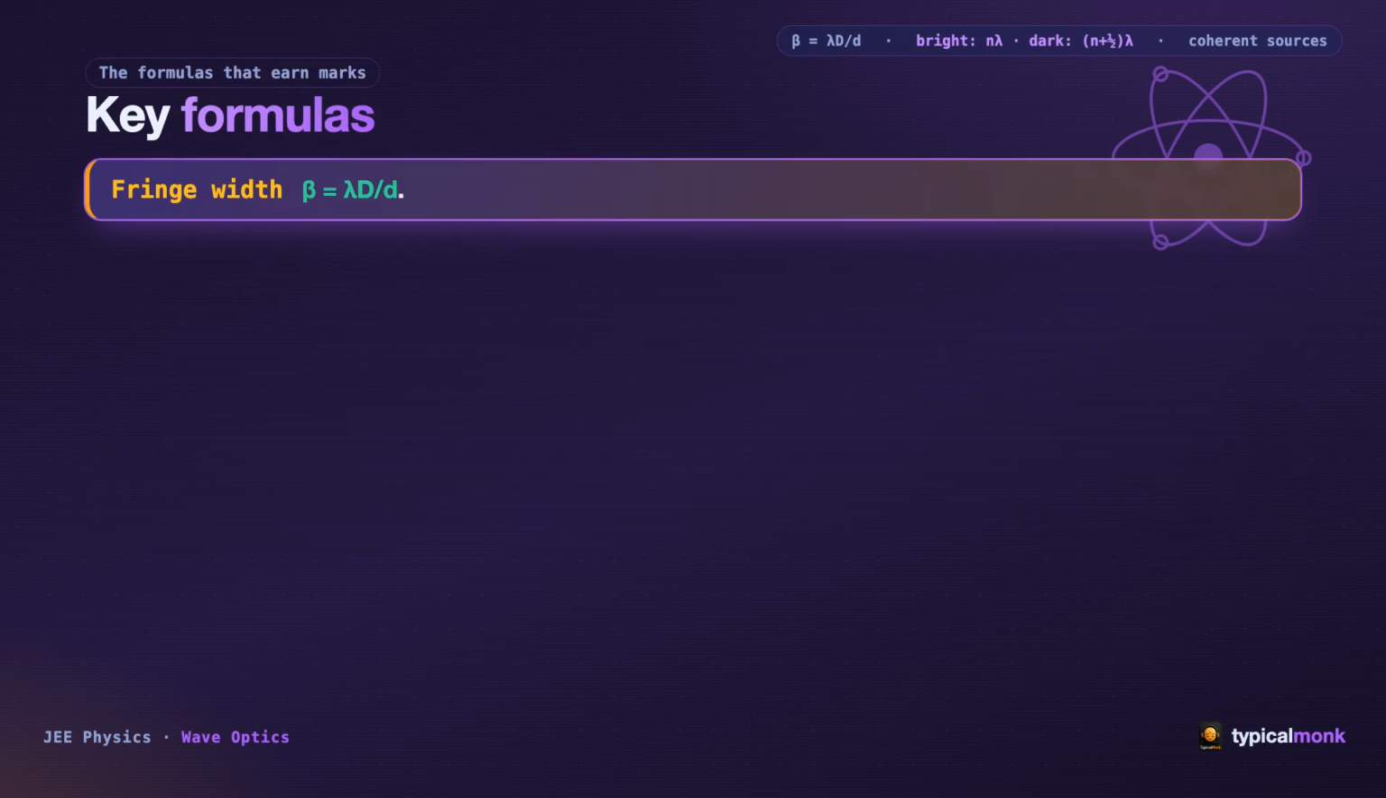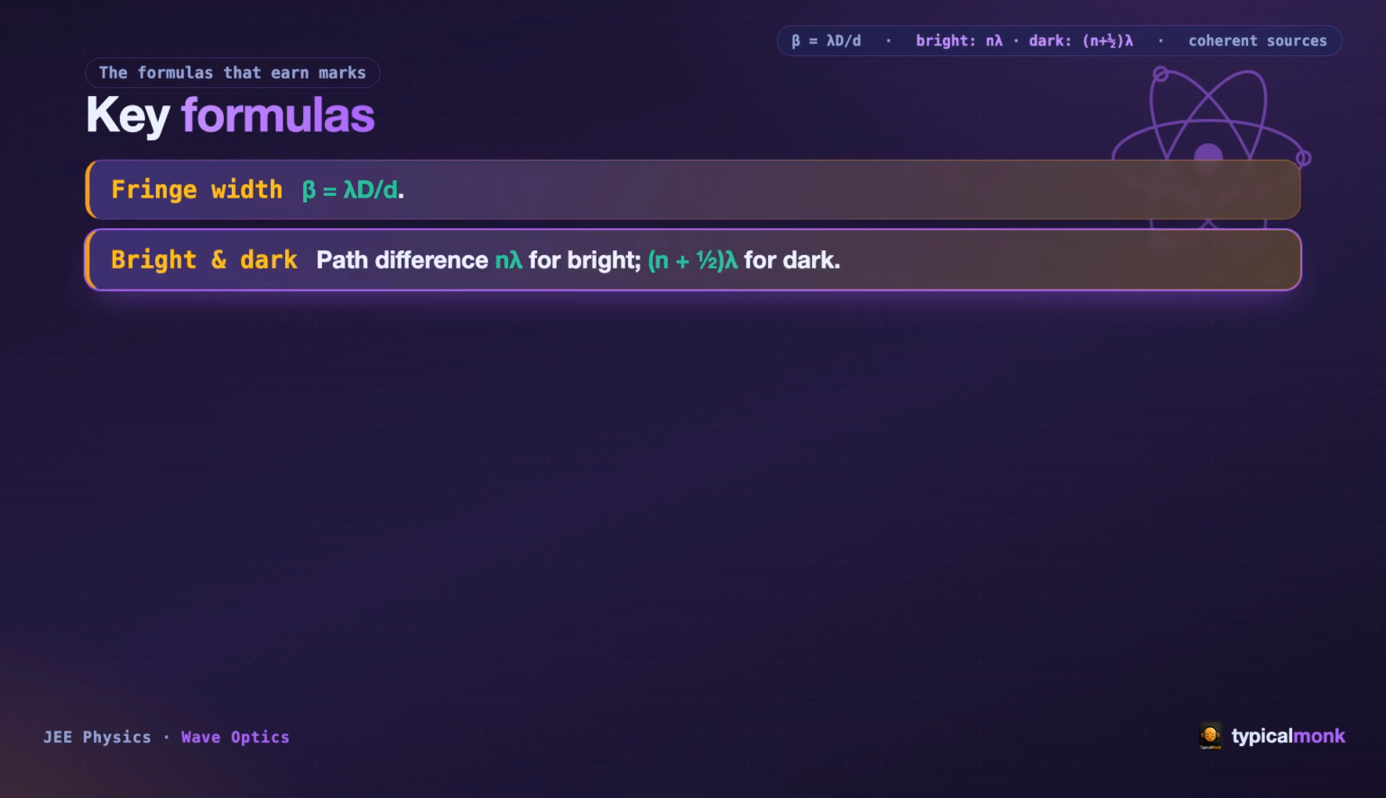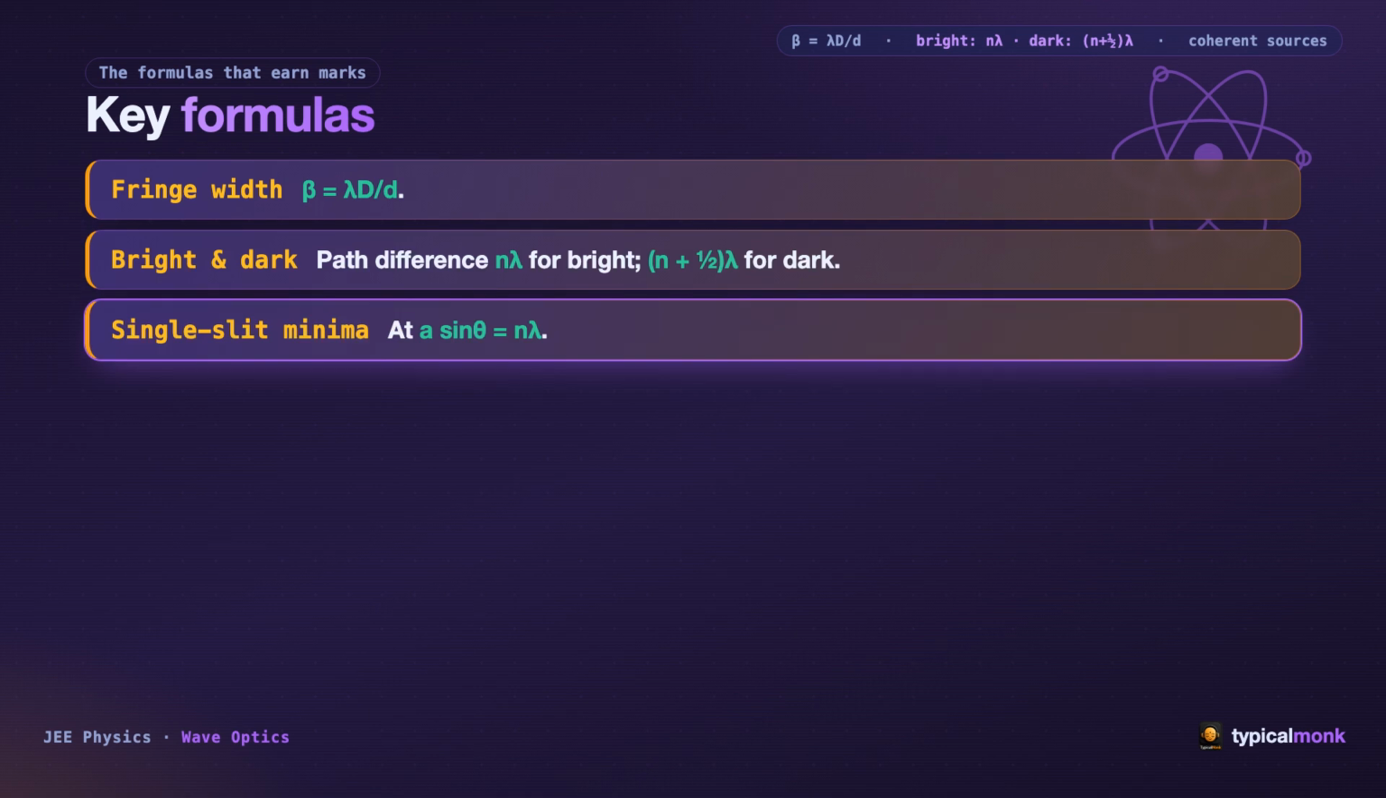Now the formulas that earn marks. Fringe width: beta equals lambda D over d. Bright and dark: the path difference is n lambda for a bright fringe and n plus a half times lambda for a dark one. Single slit minima: they occur where a sin theta equals n lambda.